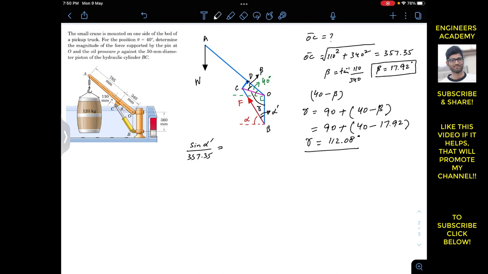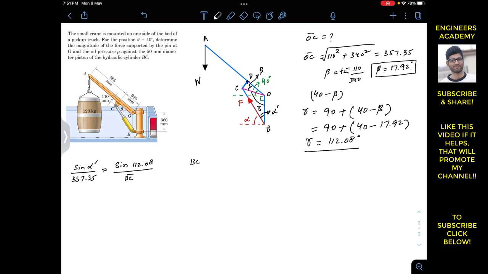So now let me write the sine of gamma. Gamma is 112.08, but the length of BC is not known. So we have to find this BC length. So how to find this BC length? We have to apply the law of cosines. So now let me place this equation on one side, since we do not know BC. So first of all, we have to find BC. So for BC, we have to apply the law of cosines.